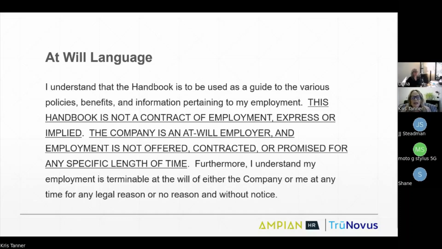So again, it's just an important aspect of owning and operating a company, is understanding at-will language and what that means.